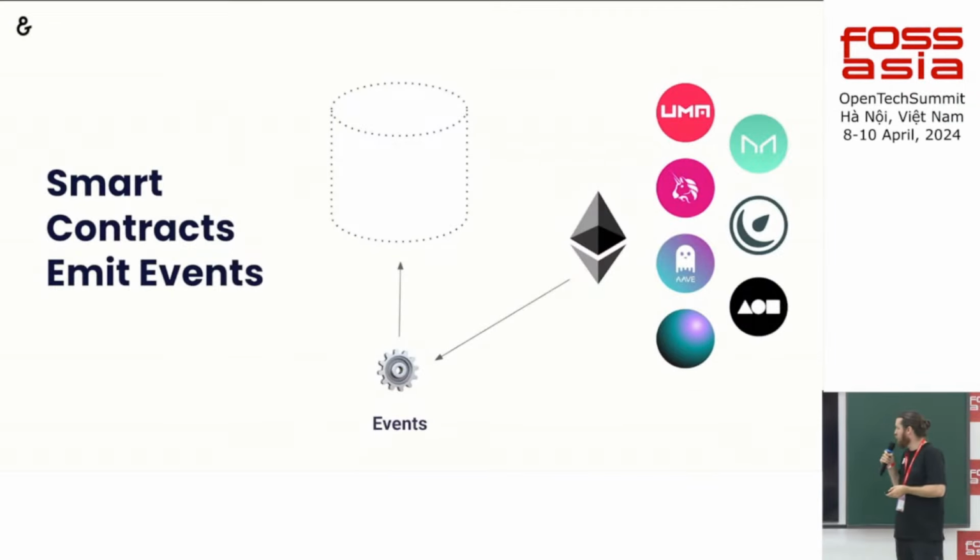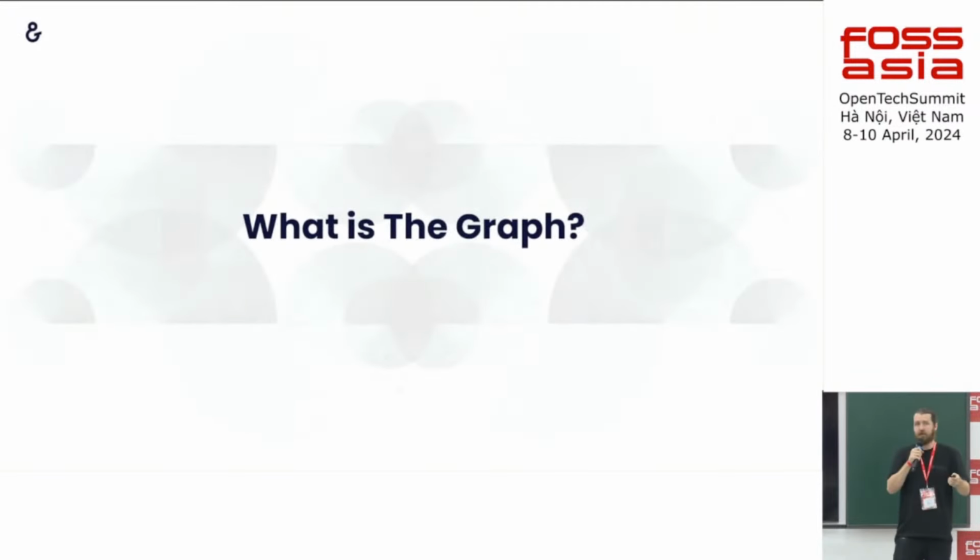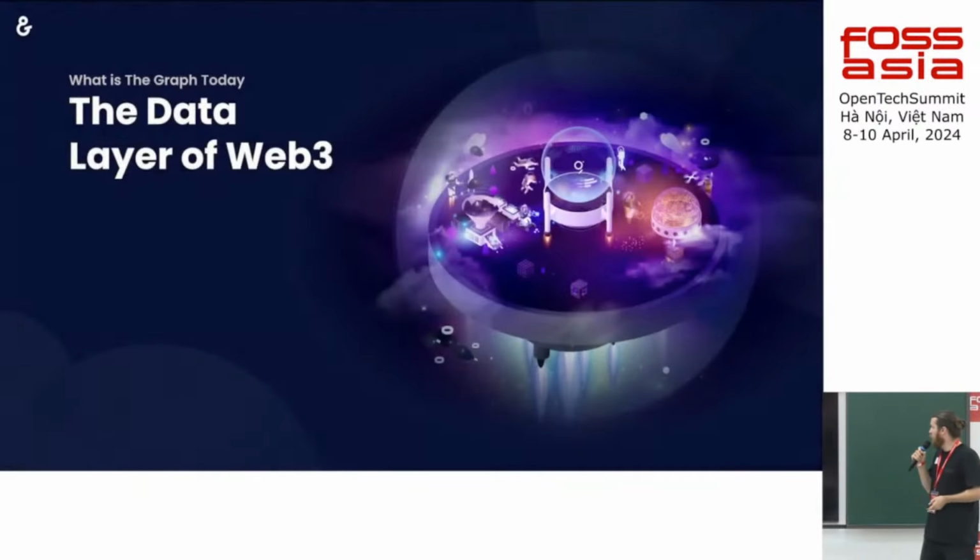So what we want to do is take those events. A smart contract emits an event, and then we want to store those somewhere, right? In some kind of database or some kind of consumable way. So what is The Graph? Well, The Graph is a solution, or one of the solutions, to this problem. It is essentially the data layer of Web3.